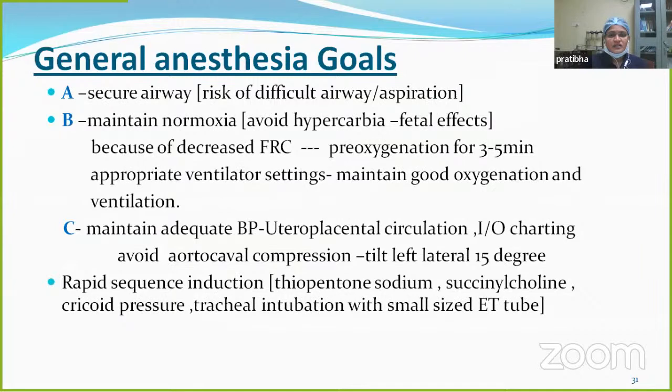Because of decreased functional residual capacity, preoxygenation for about 3 to 5 minutes is appropriate for adequate oxygenation and ventilation. Maintain adequate uterine blood flow for uteroplacental circulation, and avoid aortocaval compression by left lateral tilt. Use rapid sequence induction with thiopentone sodium or succinylcholine, with cricoid pressure and tracheal intubation with a smaller size tube.